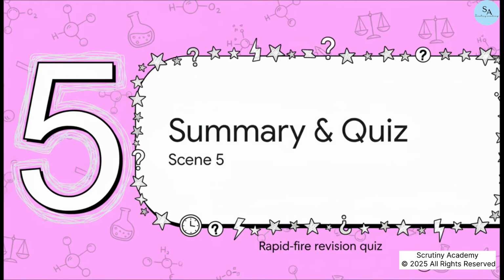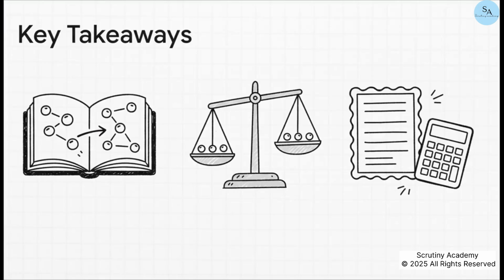Phew, we have covered a ton of ground. So let's lock in everything we've learned with a super quick summary, and then it's time to put your new skills to the test with a rapid-fire quiz. You ready? If you only remember 3 things from all of this, make it these 3. 1. Equations are the language of chemistry. 2. They absolutely must be balanced. And 3. A balanced equation is your recipe for doing all sorts of cool calculations.